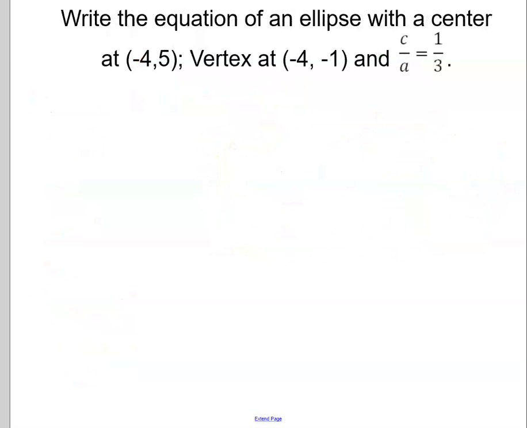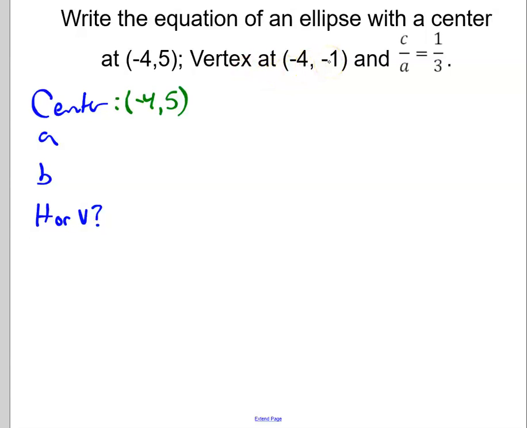Alright, last one for today. Again, let's write down what we need to find: center, a, b, and whether it's horizontal or vertical. Alright, so center at (-4, 5).